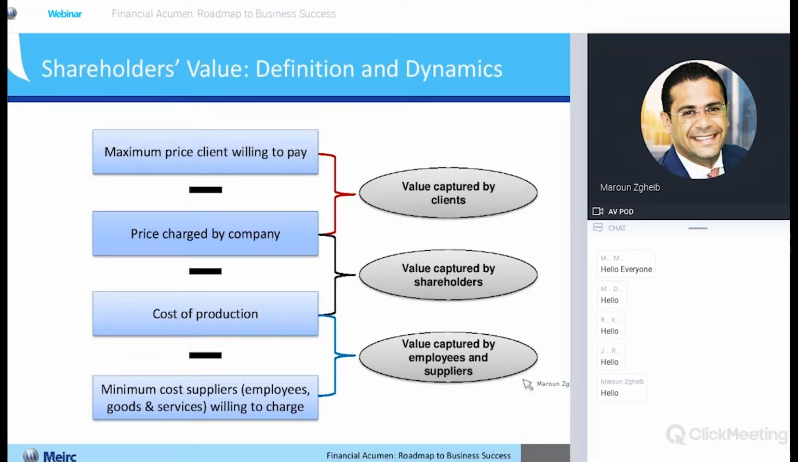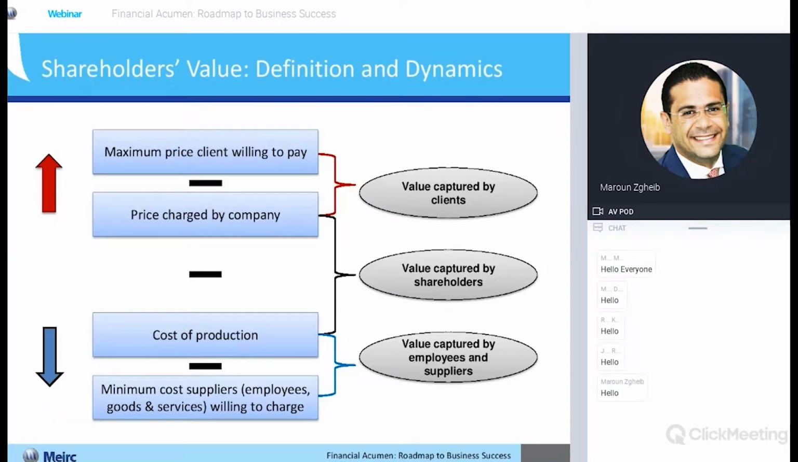What is our job in the company? What is the function of management? The function of management is to try as much as possible to push up the prices, in a way that they charge the highest price that the consumer is willing to pay. And from the other side, they try to push down to a minimum value the cost of production, in a way that suppliers of goods and services are willing to supply certain goods or services to the company at a lower cost. When we push up prices and push down costs, what happens to the value captured by shareholders? The value captured by shareholders becomes bigger.